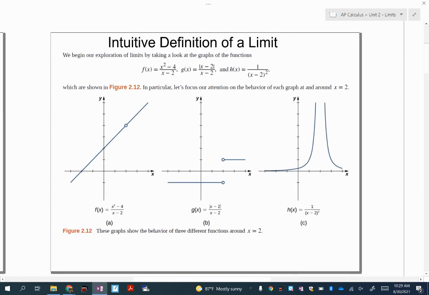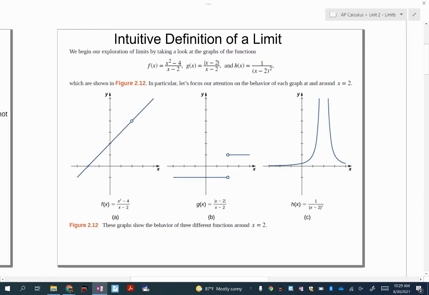Okay, so this whole first slide, there's nothing to write here. But again, this is where you're going to be doing the reading about looking at what happens with these three different functions. All right, so they're put in A, B, and C here in figure 2.12. And essentially you can look at, as you're moving from the left to the right, as you approach x equals 2, right? So if you just focus on the value x equals 2, you can see that we have three completely different things happening here.